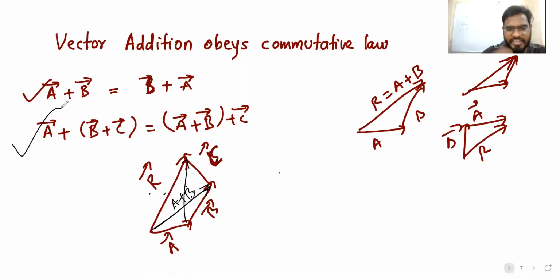So till here we will see in this lecture. In the next class we will derive the formula from the triangle law and the parallelogram law for this commutative law. Then we will use those formulas and solve a few numericals based on that.